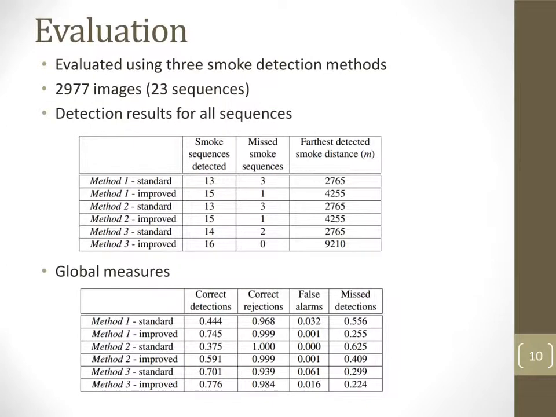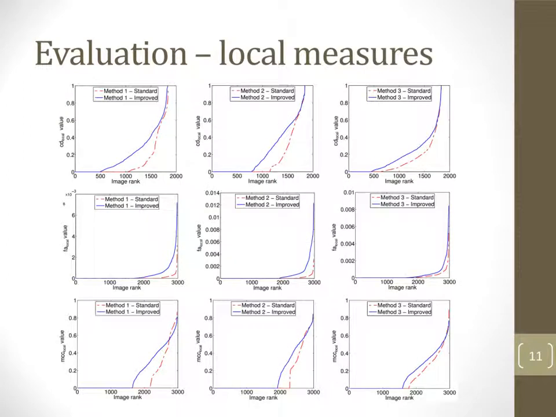In order to evaluate proposed improvements, we modified 3 standard methods based on previously described steps. The improved methods were compared to the standard versions based on the results from 2,977 images. The results show significant improvements in the furthest detected smoke distance, correct detections, and the number of false alarms. In this slide, we can also see the improvement in the local measures.